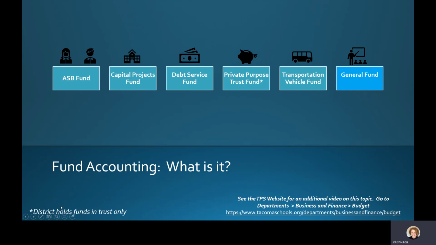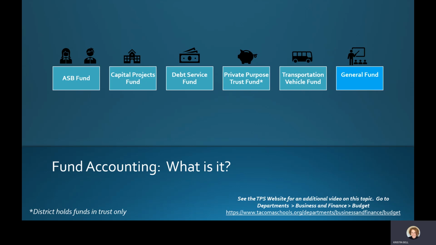Okay. Fund accounting, what is it? Well, essentially, we have six funds in the Tacoma School District, and you can think of those as like six separate bank accounts. And within each bank account, there's a very specific revenue stream and very specific guidelines around the expenditures that must come out of that fund. And then you must not commingle those funds also.